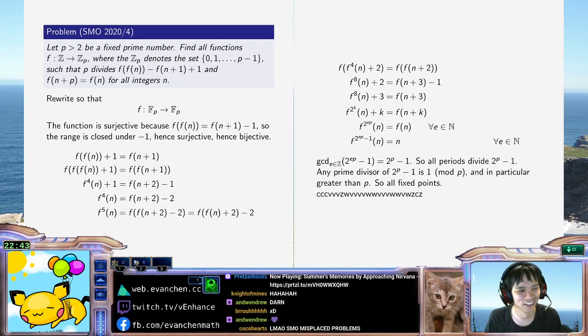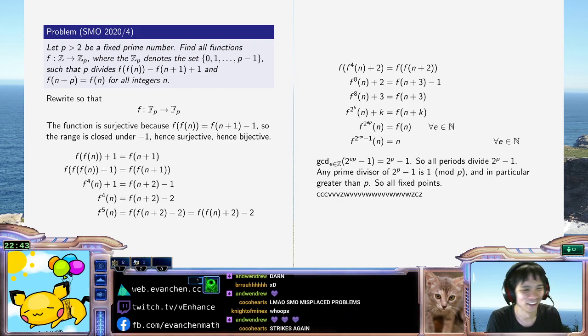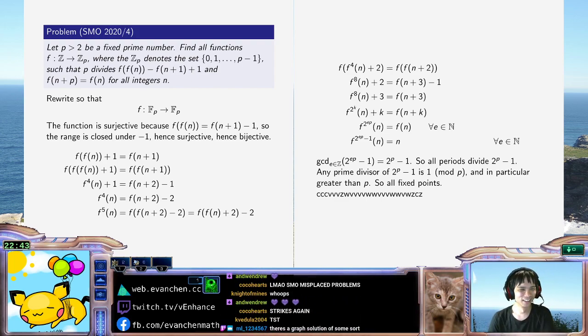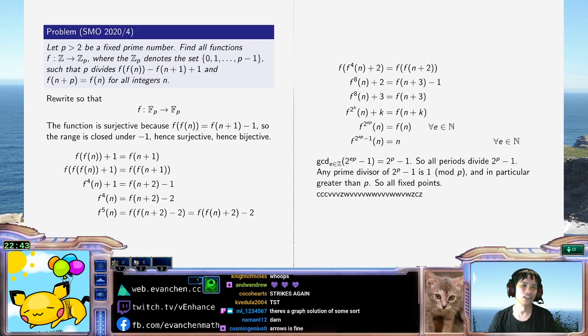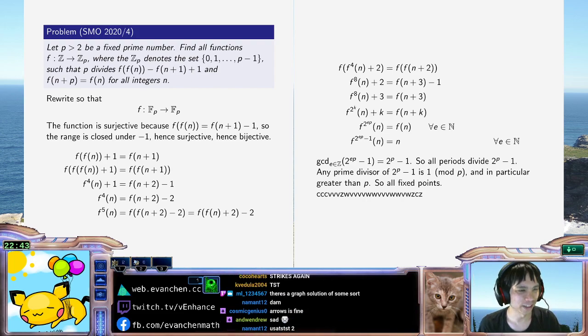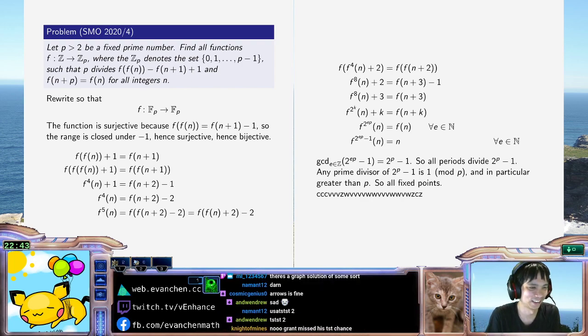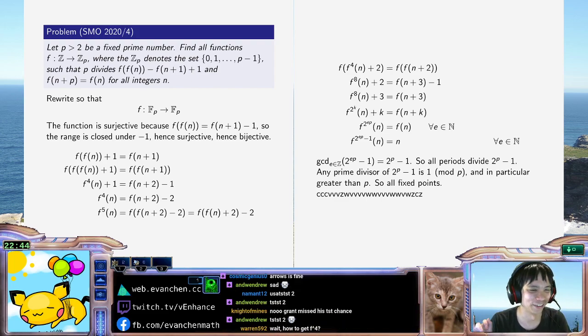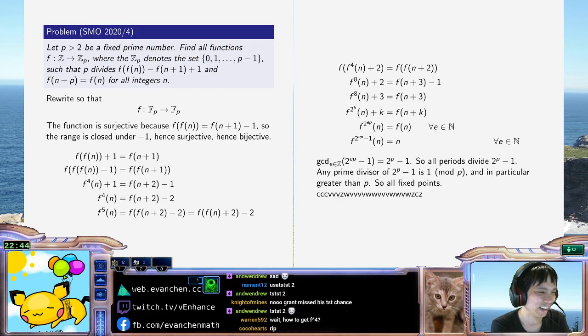There's a graph solution? Okay, then it's fine. Yeah, that makes more sense. Because I was like, if this is the intended solution, I'm sorry, this is not usable 1-4. But it's great. I've never seen anything quite like this. How to get f to the 4?